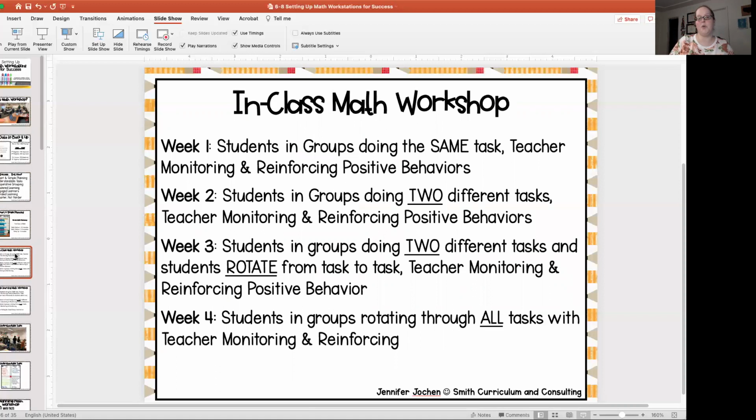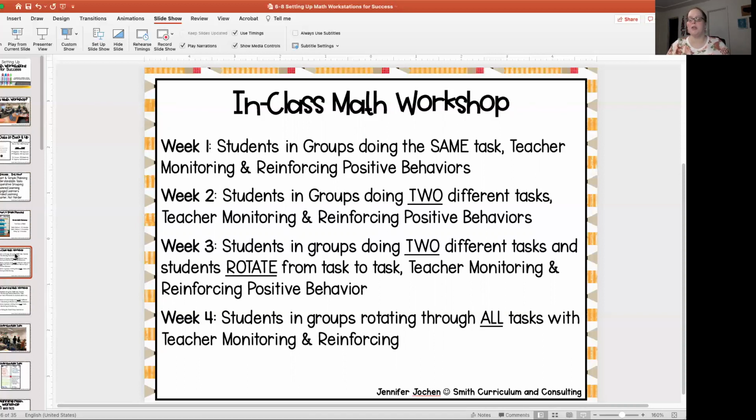Now I have this for in-class and for remote. First, we're going to go over in-class math workshop. When setting up in-class math workshop, I tell teachers, give me 4 weeks. Give me 4 weeks and you're golden. Reason being is it takes time to get from go all the way back to go. You can't just go anywhere on the board when you're playing Monopoly. You have to start at go. And so this is our way of starting it.